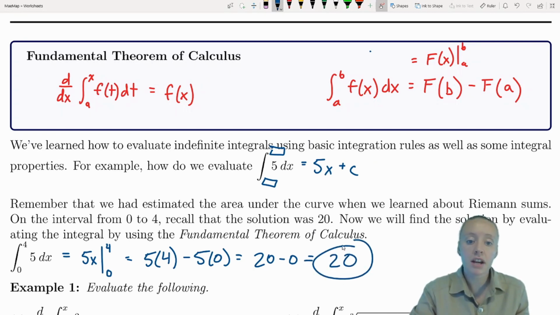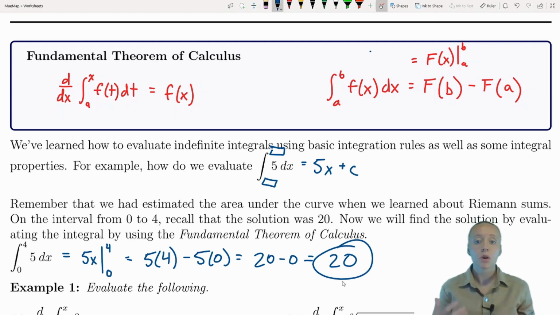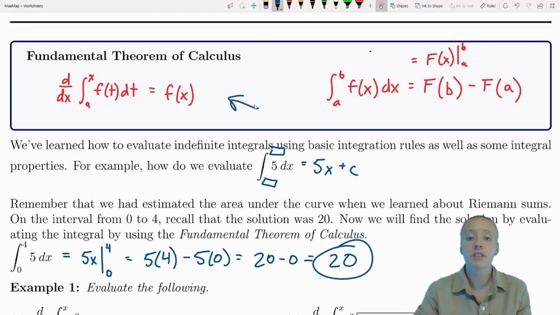So we get that same area that we got when we did Riemann sums, which was technically our estimate, but it was an accurate estimate because we were dealing with a constant. So let's now evaluate a couple examples working with that first part of our fundamental theorem of calculus.